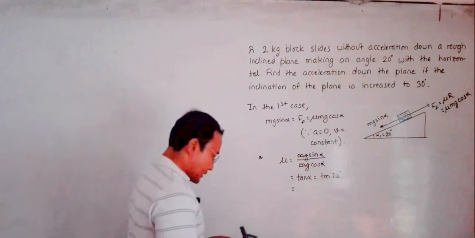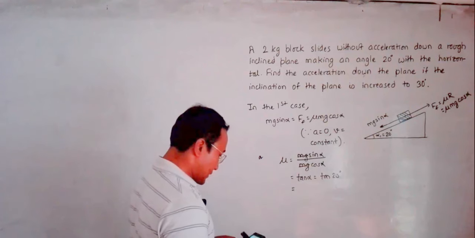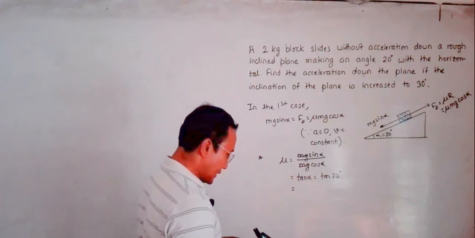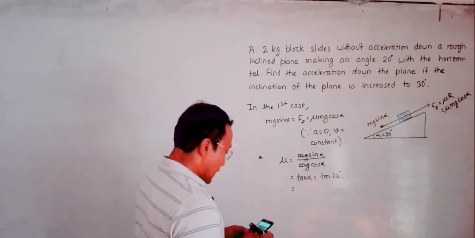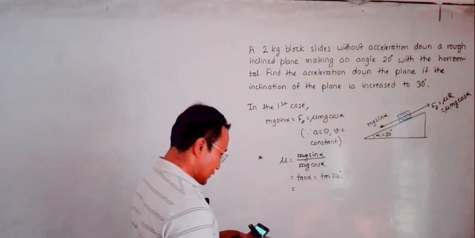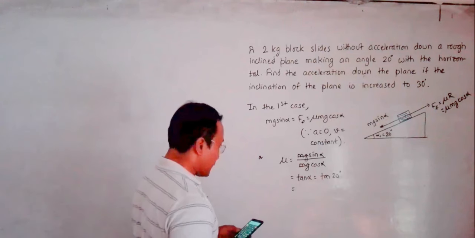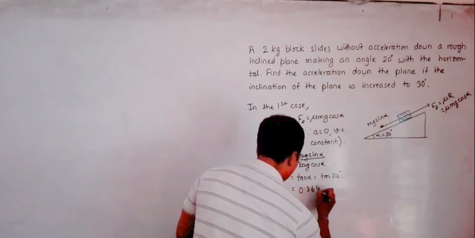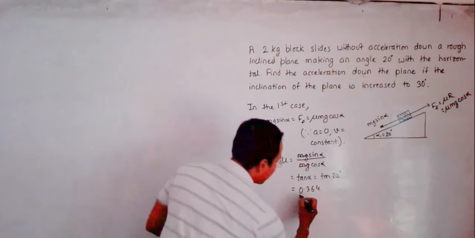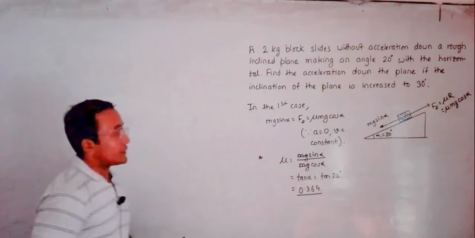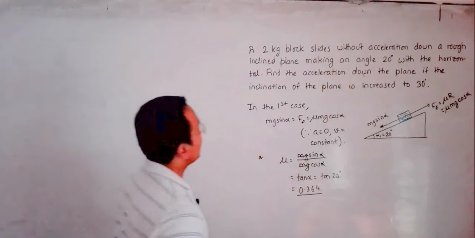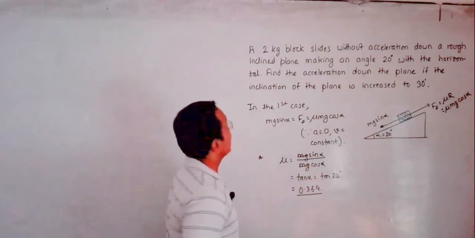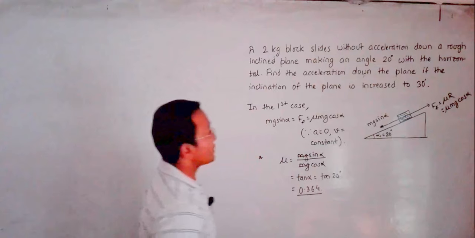So let me do it in the calculator. Tan of 20 is equal to 0.364. So the value of the frictional coefficient is 0.364. Now in the second case, what you have to do is find the acceleration down the plane if the inclination of the plane is increased to 30 degrees.